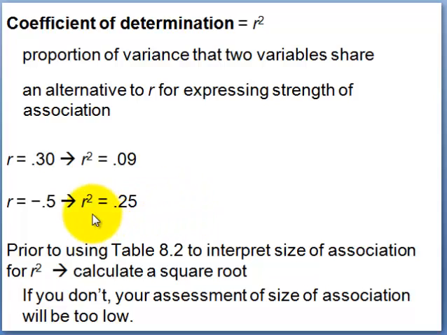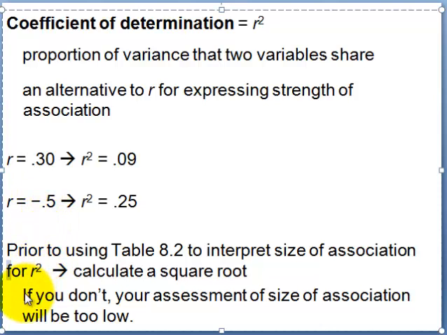And let's do one more calculation of r squared. If r were to equal minus 0.5, what's the value of r squared? Minus 0.5 times minus 0.5 equals 0.25. So r squared equals 0.25. And again, these are different ways to express strength of association. An r of minus 0.5 conveys the same strength of association as does an r squared of 0.25.